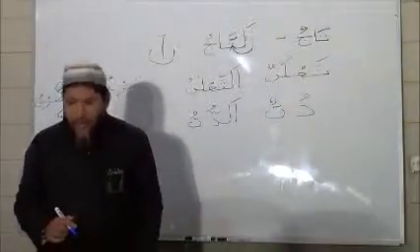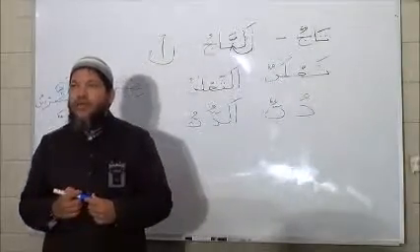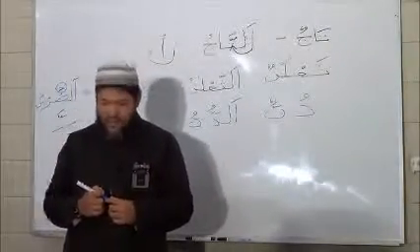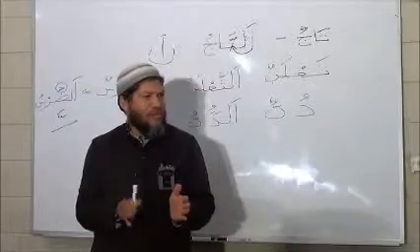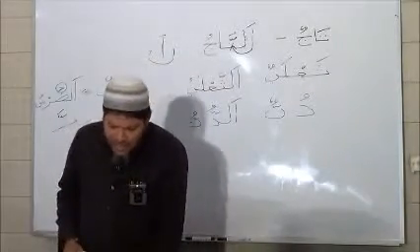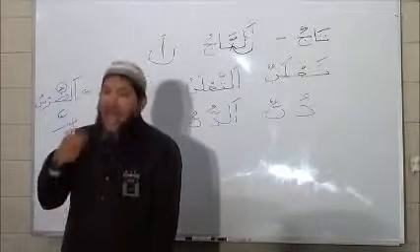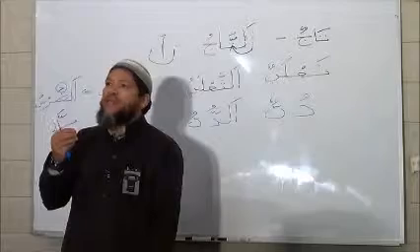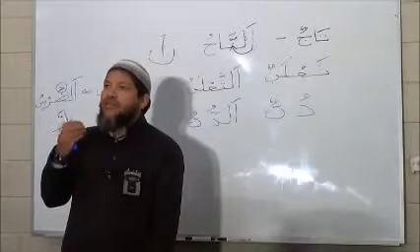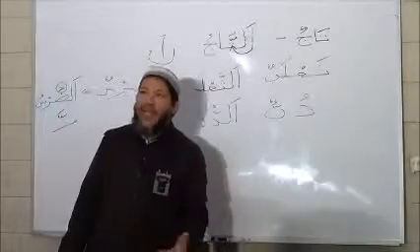Next, tablatun. It's a drum. Tabla is a tambourine. Next, to say the tablatun, at-tablatu. At-tablatu. Maybe we can call it a tablet. Tabla, tablet.